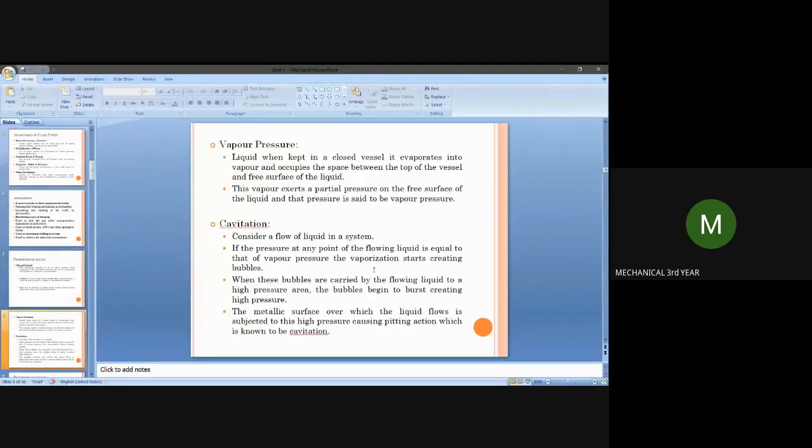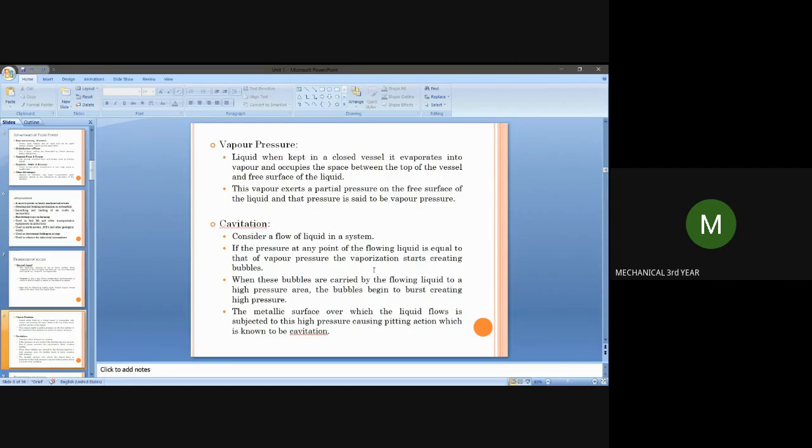Once there is a change in temperature, it tends to evaporate and occupies the space at the top layer of the container, between the top of the vessel and the free surface of the liquid. The vapor starts settling on the top layer of the vessel. This vapor exerts a partial pressure on the free surface of the liquid. The free surface is nothing but the top layer.